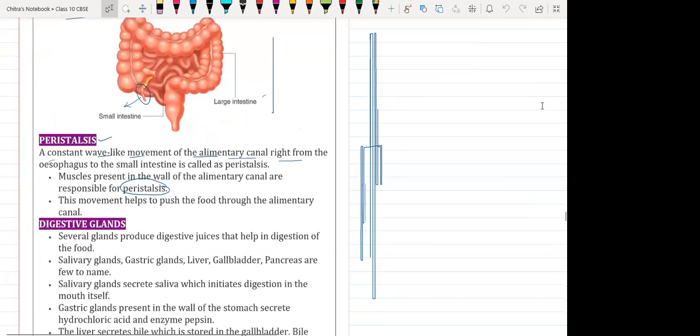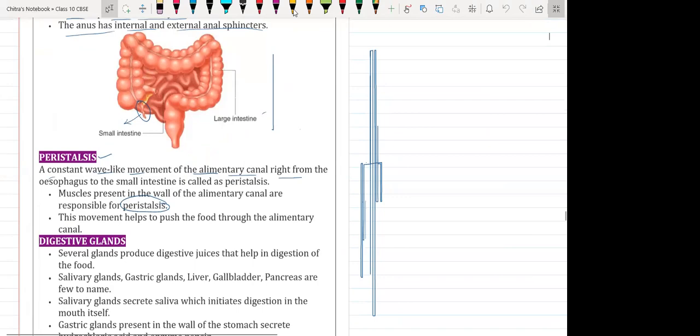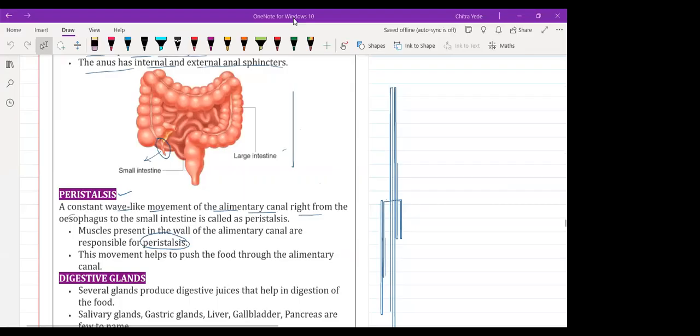Someone is in waiting room, beta. Wait a second. Who is in waiting room? Reni Chaudhary. Okay.